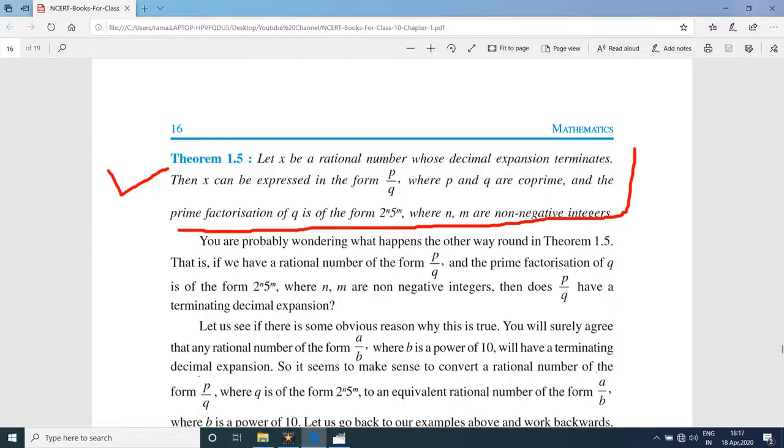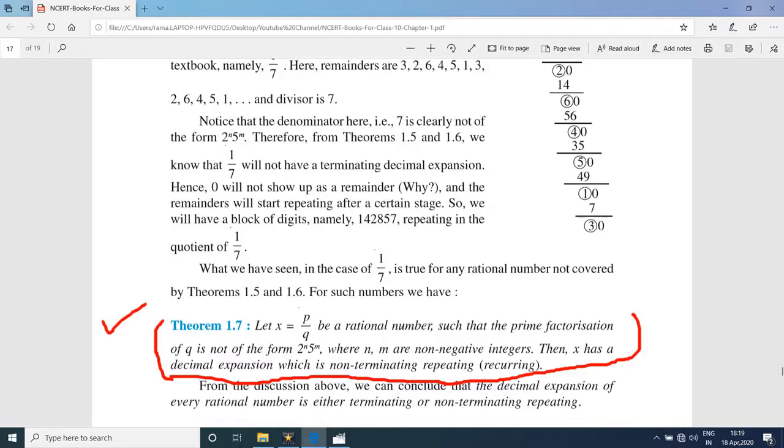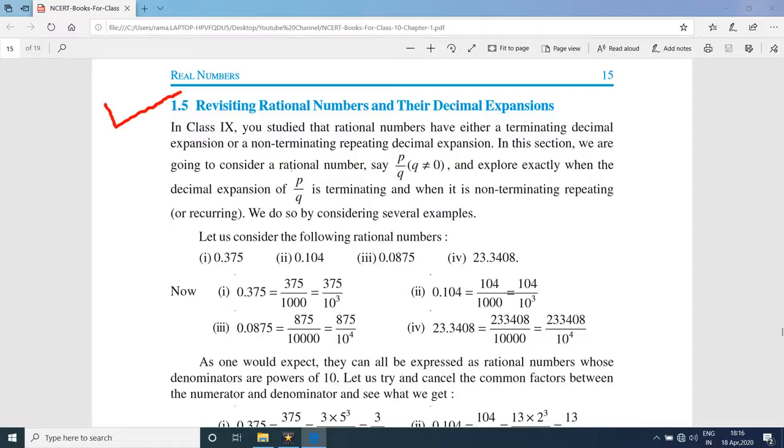Today we will be discussing the three most important theorems in Chapter 1, Real Numbers, CBSE 10 Maths, that is 1.5, 1.6 and 1.7. In the previous videos we had a detailed discussion of Euclid's lemma, the fundamental theorem, rational and irrational numbers, LCM and HCF, etc. Now we will have a different approach towards rational numbers and irrational numbers. That is why it is called revisiting rational numbers.